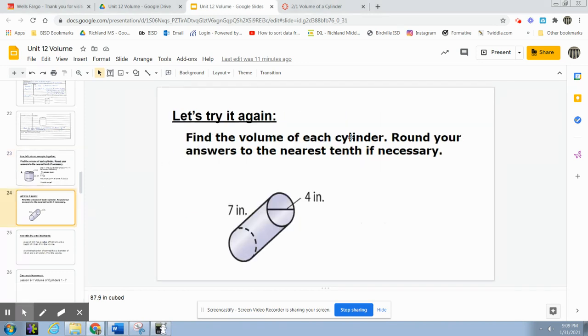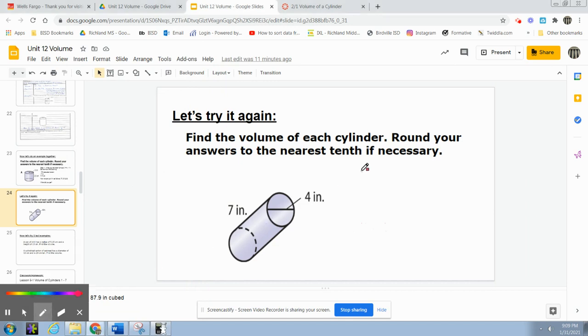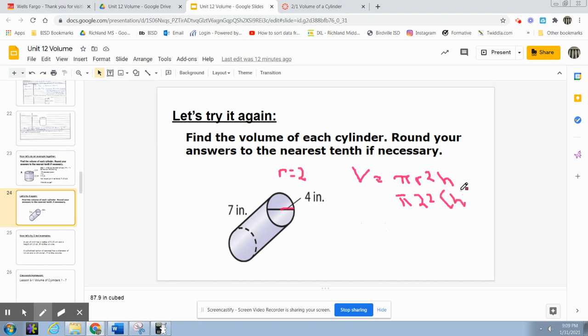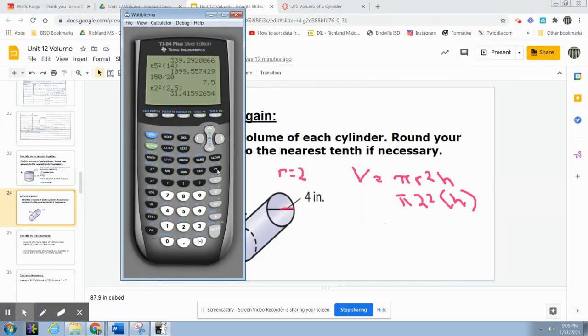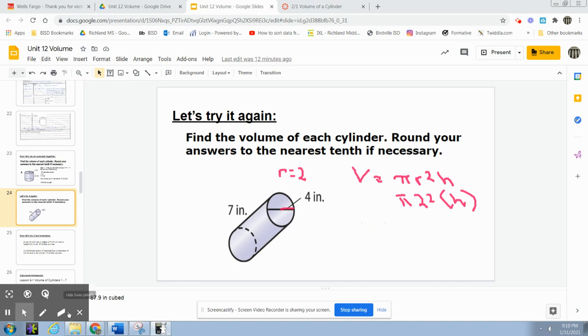Find the volume of the cylinder. Okay, let's not worry about rounding. Let's just find the volume. So we know our formula is V equals pi r squared times the height. And we know our radius is only half of this, so our radius is going to be 2. So we have pi 2 squared times the height. Let's put that in the calculator and see what we get. Second pi 2 squared times the height of 7. 87.9, or 87.96. Okay, let's look at the next slide.